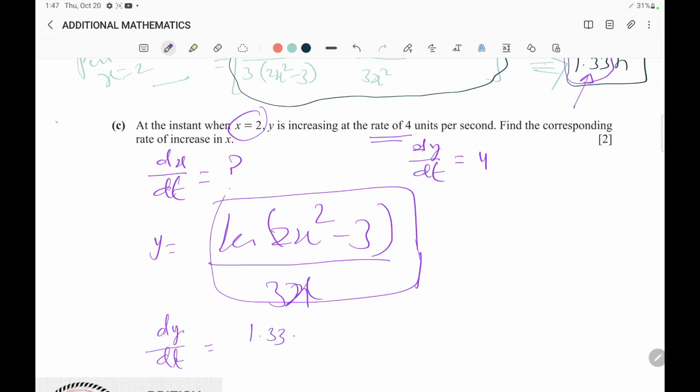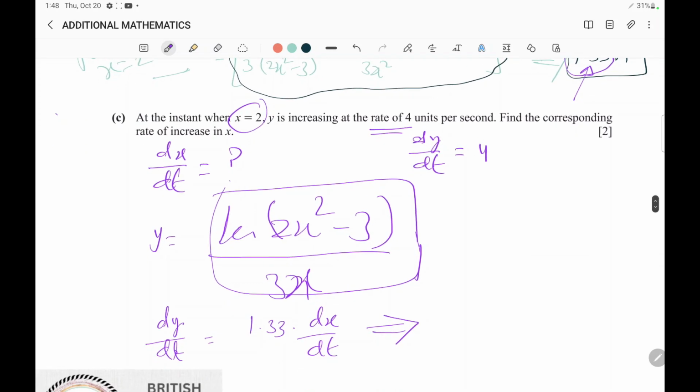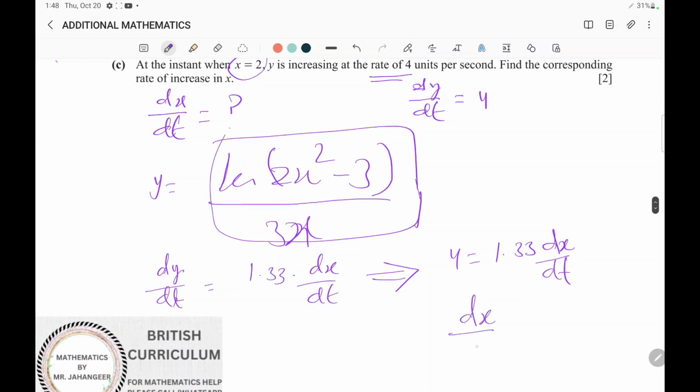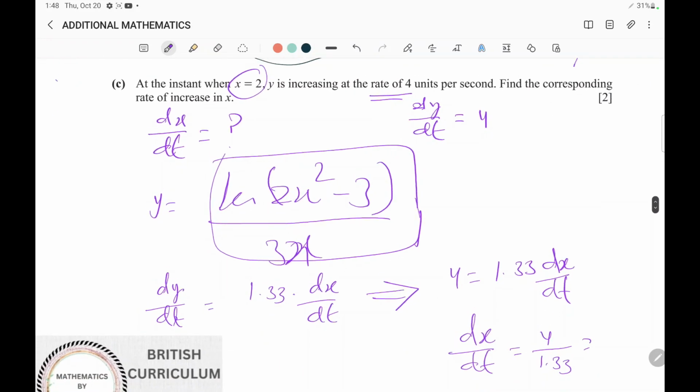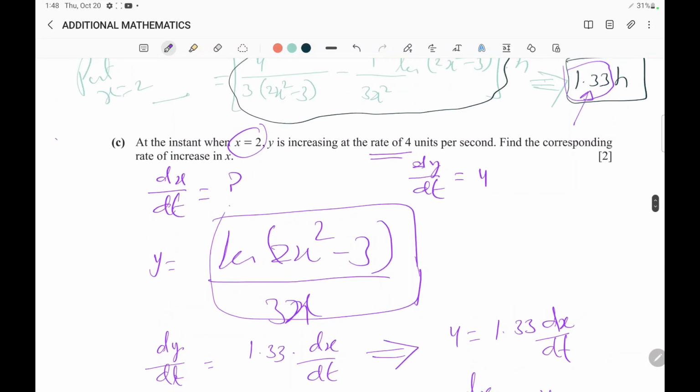So dy by dt equals 1.33, and since we are differentiating with respect to another variable, we have to write dx over dt as well. Now dy by dt is given to us, that's 4. So 4 equals 1.33 dx over dt. So dx over dt is 4 over 1.33. Now let's use the calculator. 4 over 1.33, how much, guys? And this is 4 units per second.